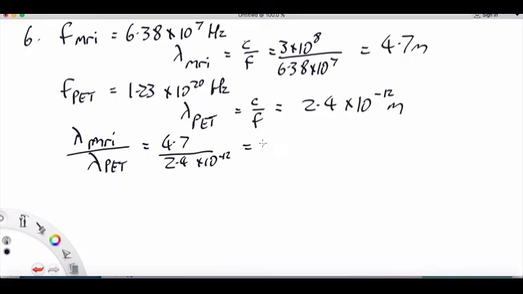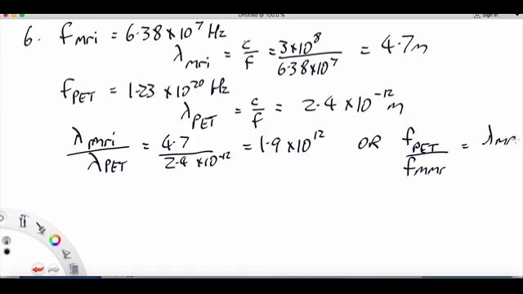is going to be 1.9 by 10 to the 12, or else if you did it the slightly faster way, I hope you got that the frequency of the PET over the frequency of the MRI is the same as the lambda of the MRI over lambda for the PET. Sorry, I didn't write that right. And you just divided the frequencies, so you didn't even have to work out the wavelengths. You could have just had the 1.23 by 10 to the 20 over 6.38 by 10 to the 7 to get the same number.